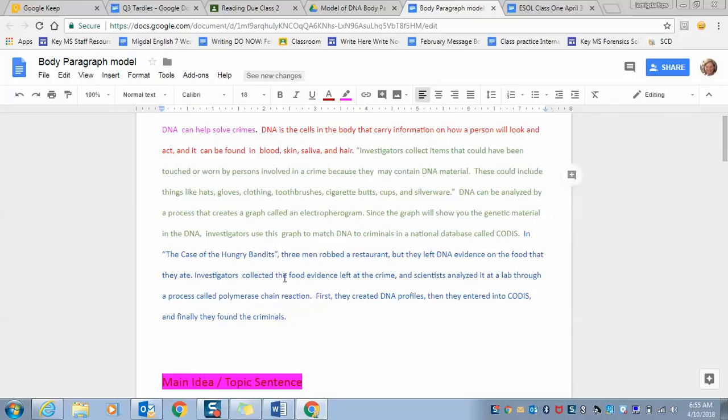But you can see, in the case of the Hungry Bandits, 3 men robbed the restaurant, but they left DNA evidence on the food that they ate. Investigators collected the food evidence that left at the crime, and scientists analyzed it at a lab through a process called polymerase chain reaction. First, they created the DNA profiles, and then they entered into CODIS, and finally, they found the criminals. Okay, hopefully you did this right along with me. Now you can copy and paste this into your own document.